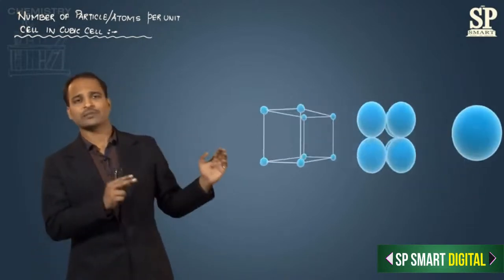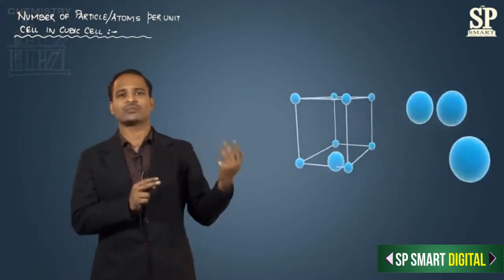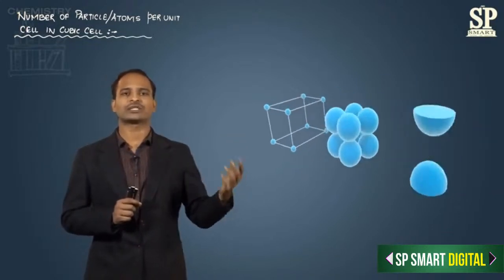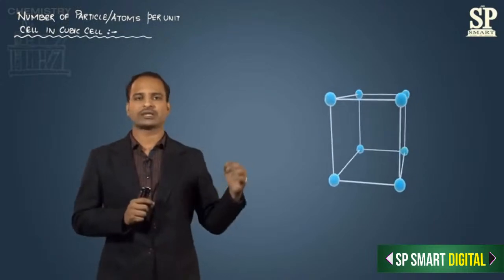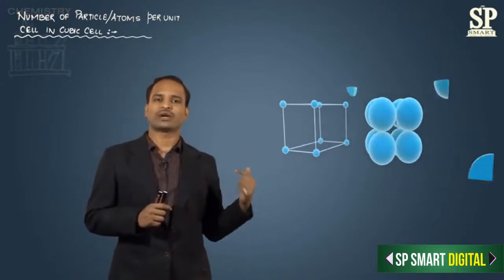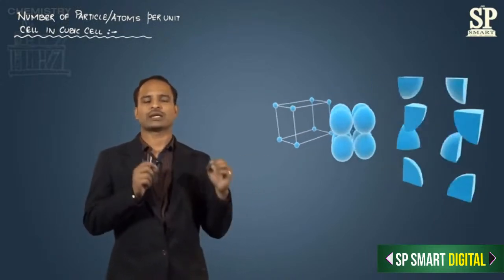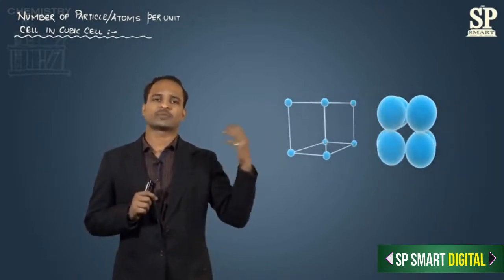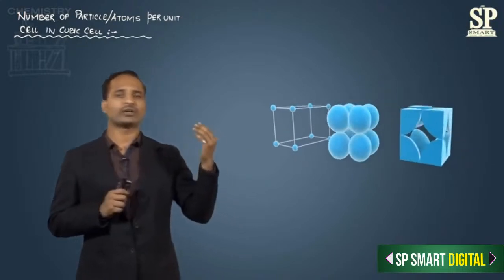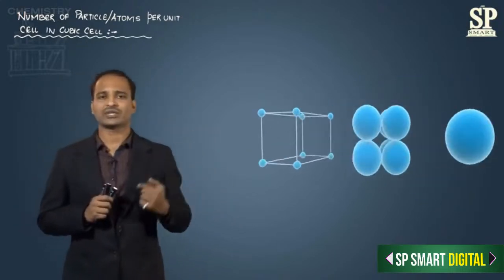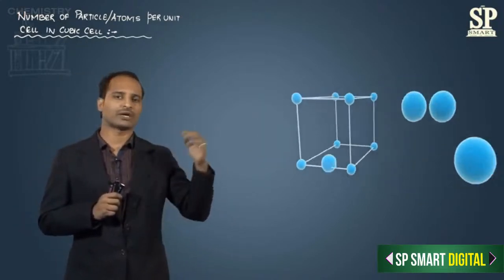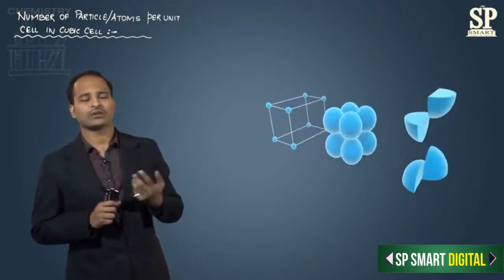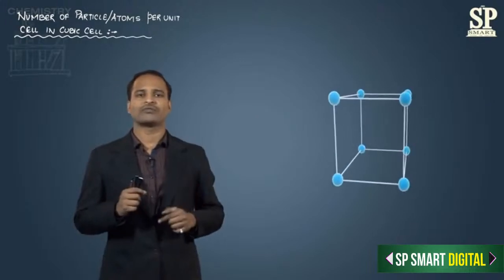Since the particle at that single corner is shared by 8 unit cells, in a particular unit cell, number 1, only 1/8 part will be present. In unit cell number 2, again only 1/8 part will be present. So from one corner we get only 1/8 part of that particle in a particular unit cell. We have a total of 8 corners, and from all 8 corners we will get 1/8 part.